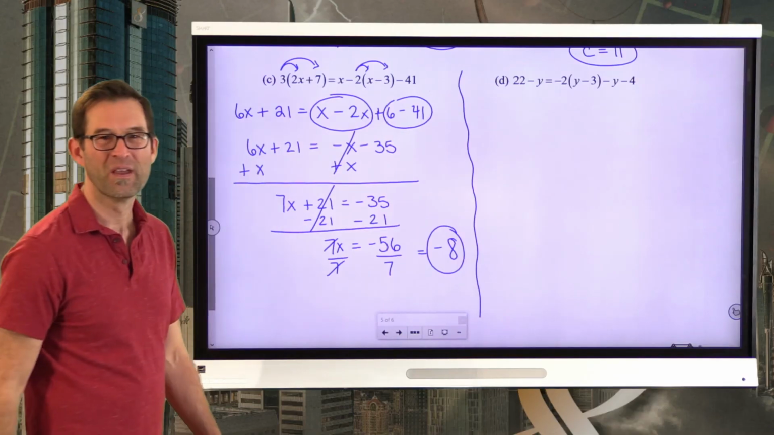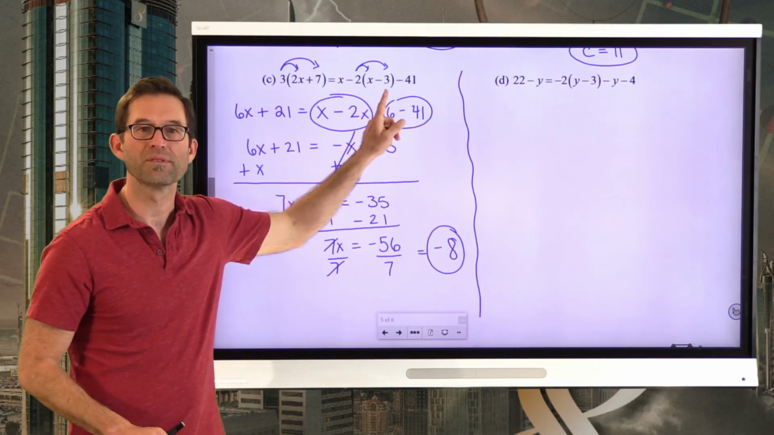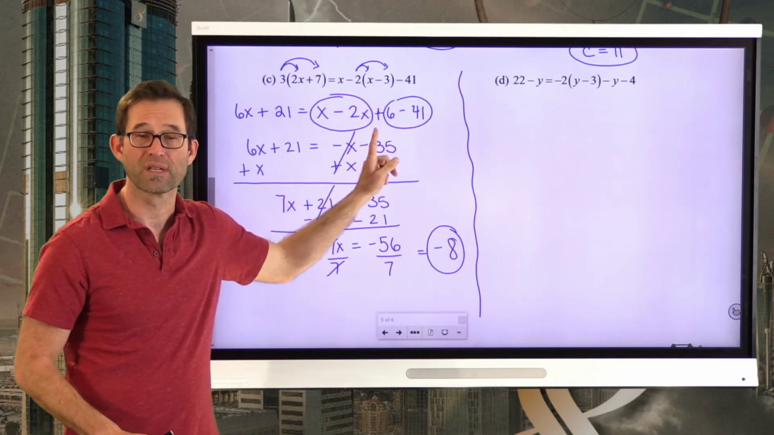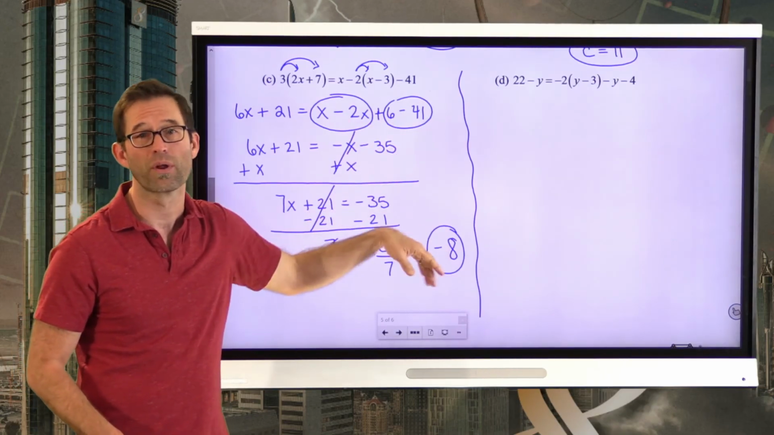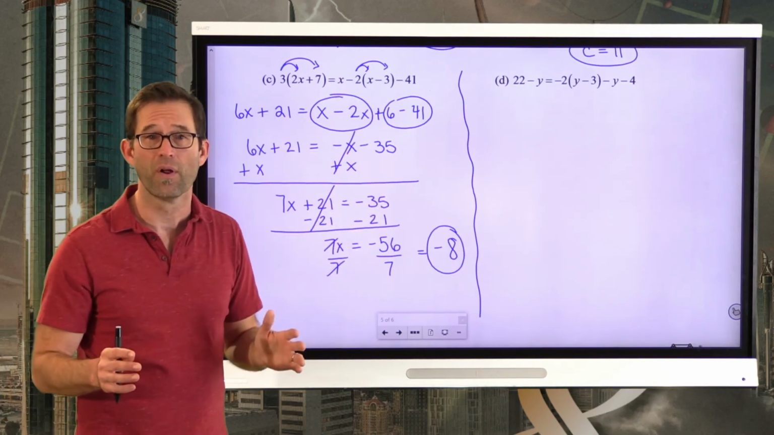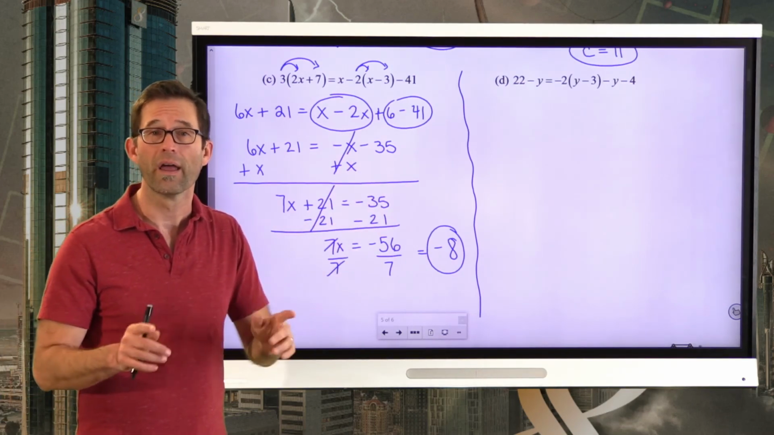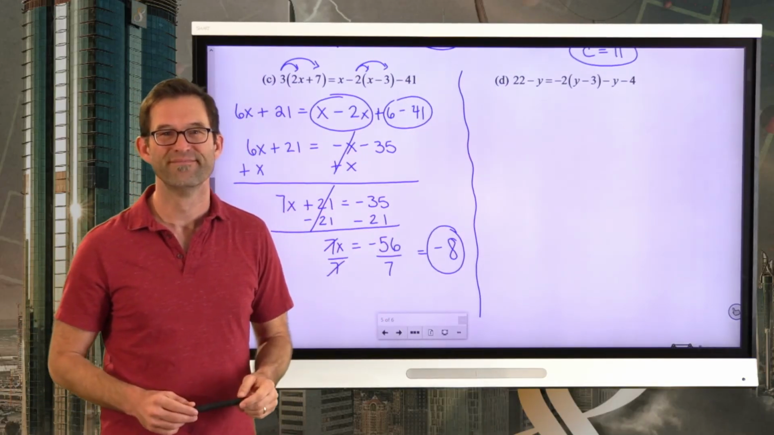All right. Probably the trickiest part here is when we have a negative 2 times a negative 3, making sure it's a positive 6. Because of course, if that's a negative 6, then a negative 6 and a negative 41 gives me something different here, right? And everything starts to fall apart at that level. All right, pause the video now and see if you can get through letter D.